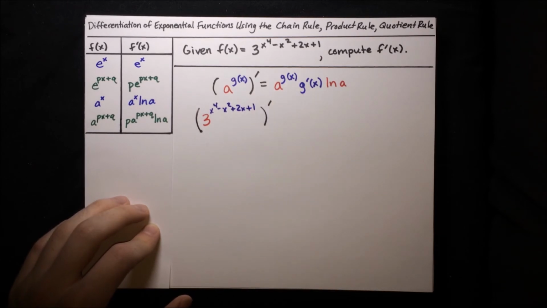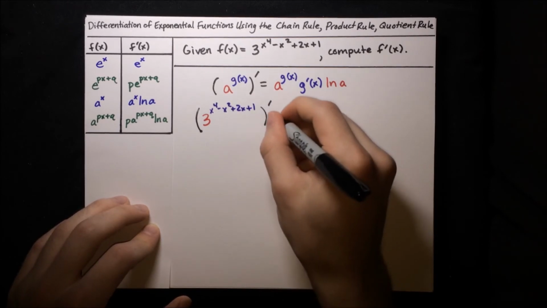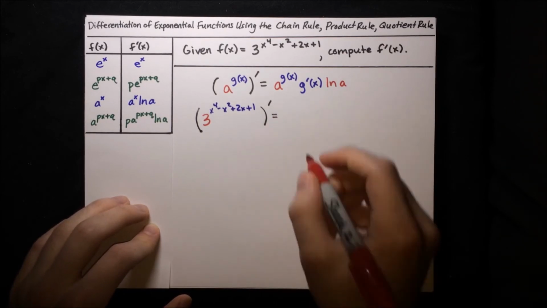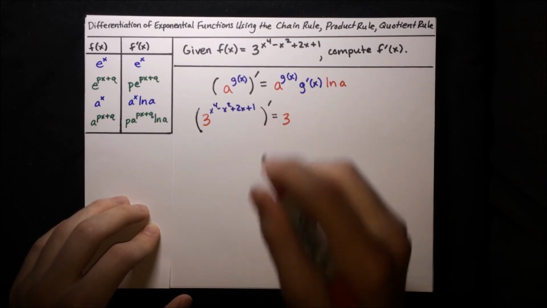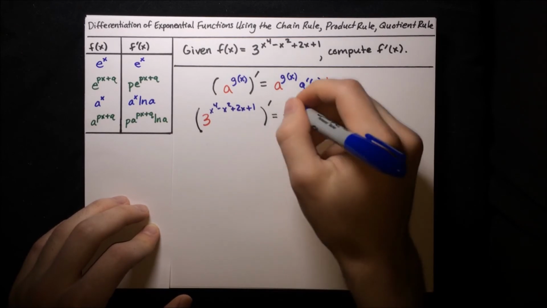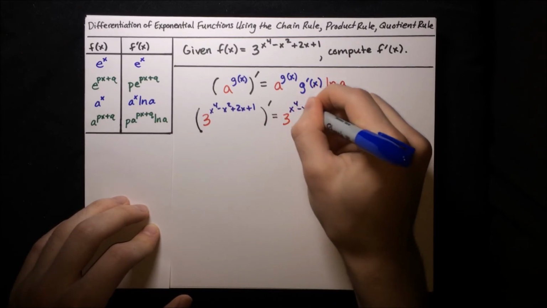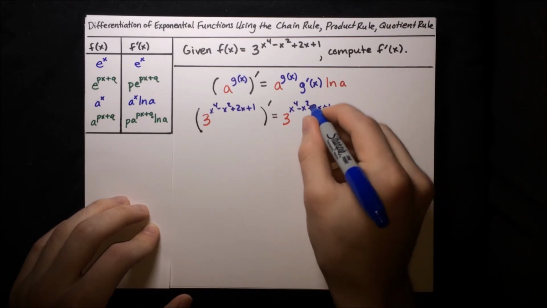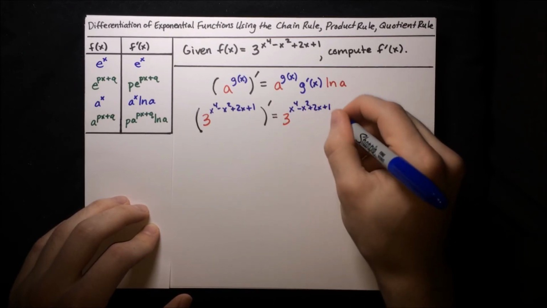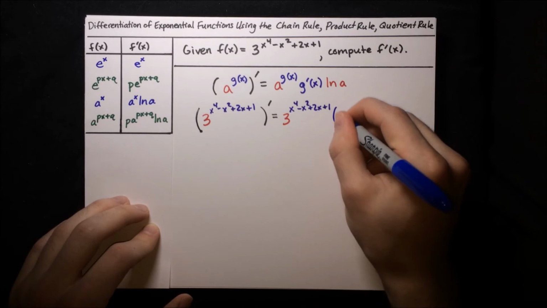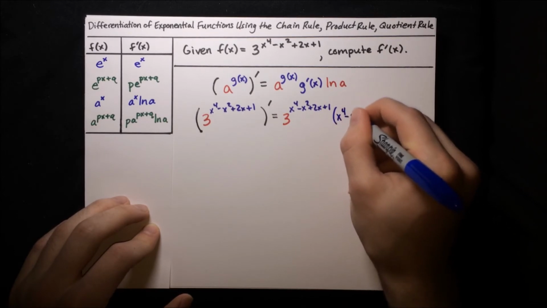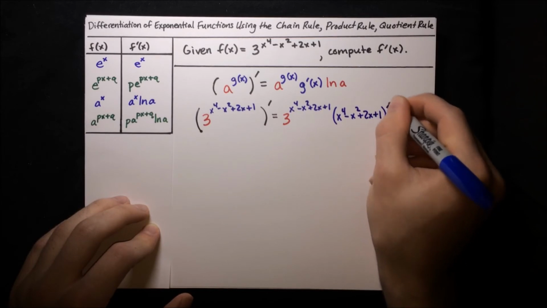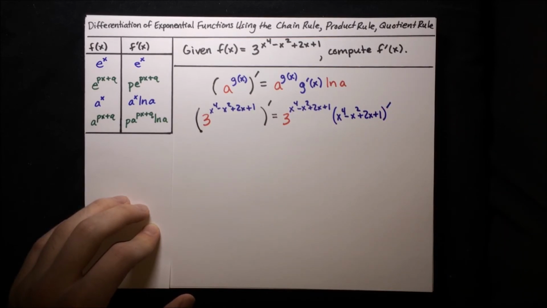And we want to take that derivative, so just match it up with the template for our rule. So that comes out to, first of all, just the expression itself, 3 to that polynomial x to the 4th minus x squared plus 2x plus 1, then times the derivative of that exponent, so times the derivative of x to the 4th minus x squared plus 2x plus 1, and then times natural log of the base.